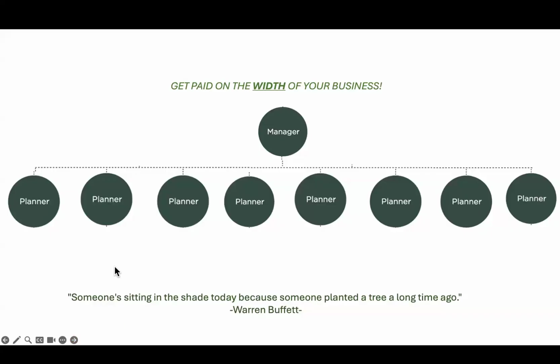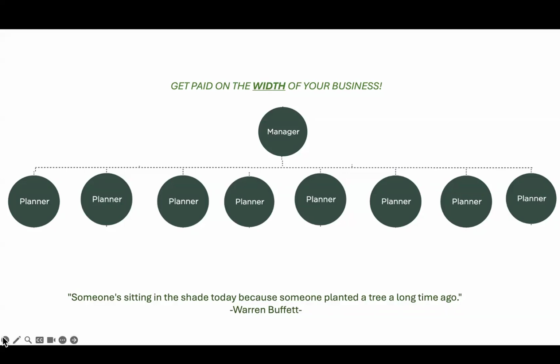Okay. Now, I want you to remember I said this. Someone's sitting in the shade today because someone planted a tree a long time ago. What I mean by this is every compensation plan has an intention, right? The reason why in the beginning you're getting paid on level 1 and I'm telling you to go wide is because when the uni level kicks in, you're getting paid on your width and you're setting yourself up for bigger bonuses. Okay, so stay with me here.